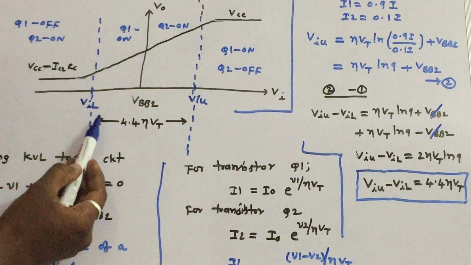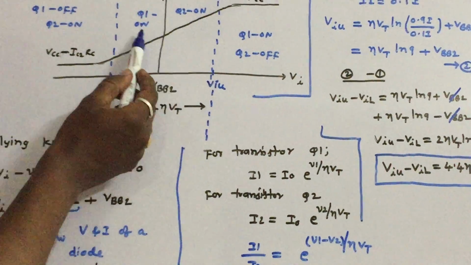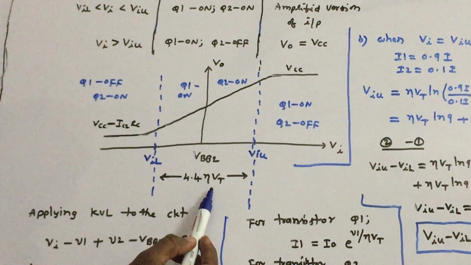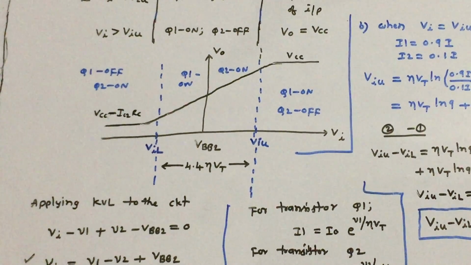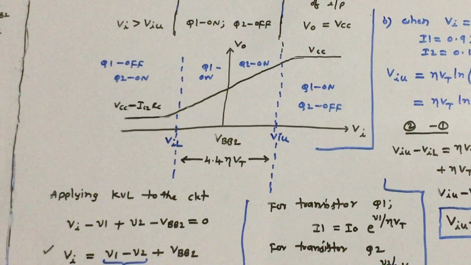You can see from this diagram the difference between the upper limit and lower limit, which makes both transistors Q1 and Q2 conduct, is 4.4 into eta Vt. This is what you have to write for this very simple and important examination question, the emitter coupled clipper.